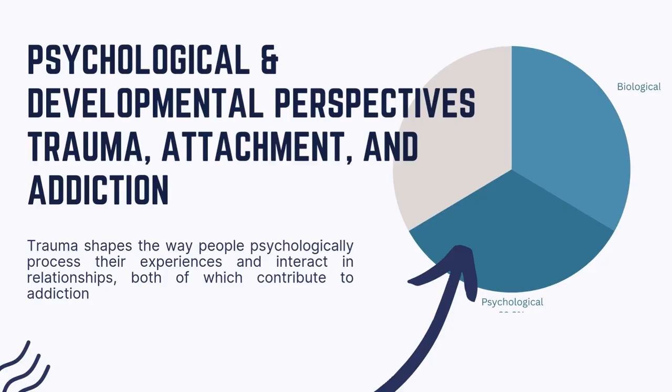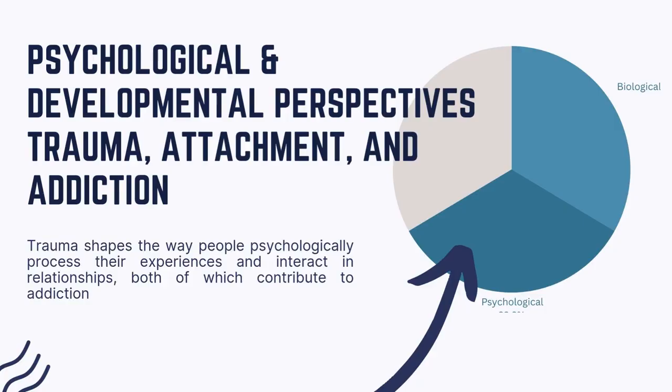Attachment theory provides another crucial lens for understanding addiction, particularly in people with early relational trauma. Our first relationships, especially with caregivers, shape how we experience safety, connection, and self-worth. When children grow up in environments where their needs are inconsistently met, ignored, or responded to with hostility, they develop insecure attachment styles, leading to difficulty regulating emotions and forming healthy relationships. People with attachment trauma often turn to substances as a substitute for emotional connection, using drugs or compulsive behaviors to fill the void left by neglect, abandonment, or abuse. And this is why addiction is often referred to as a relationship disorder, because at its core, it's about unmet emotional needs and disrupted attachments.